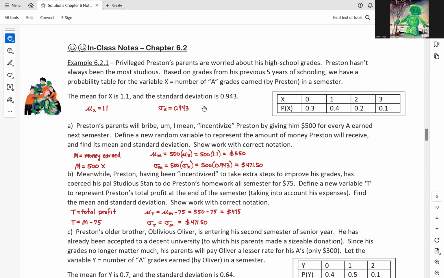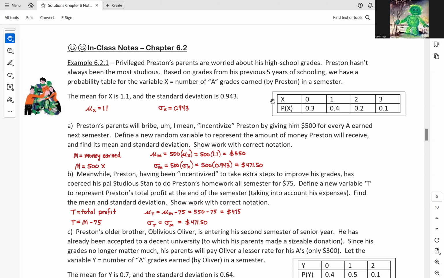Okay, this is the video walkthrough of example 6.2.1 in the chapter 6 notes. So section 6.2, we get into transformations with variables, with random variables. What happens to means and standard deviations of a variable such as x if we multiply every value of the variable by a constant, or perhaps if we add or subtract a constant from every value of a variable. And eventually, we will also look at what if we add variables to each other.